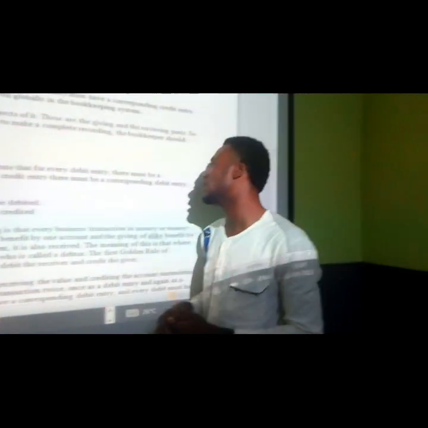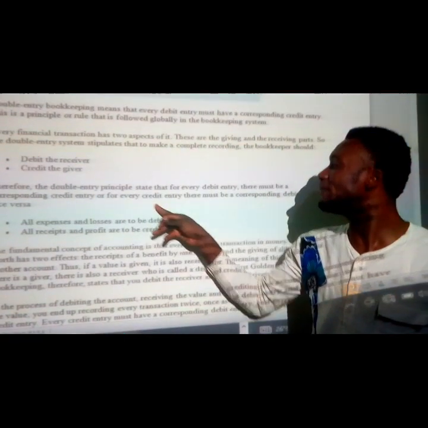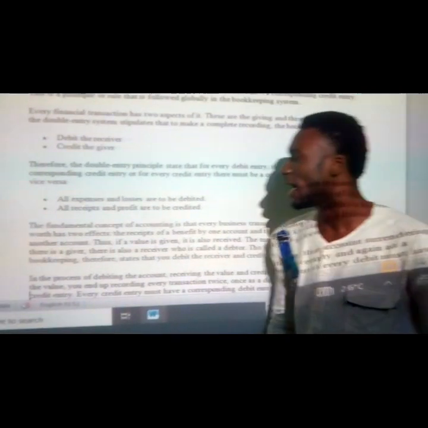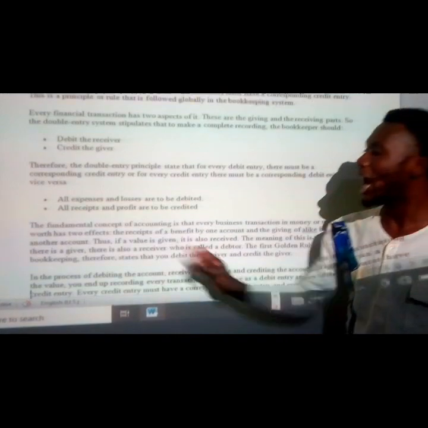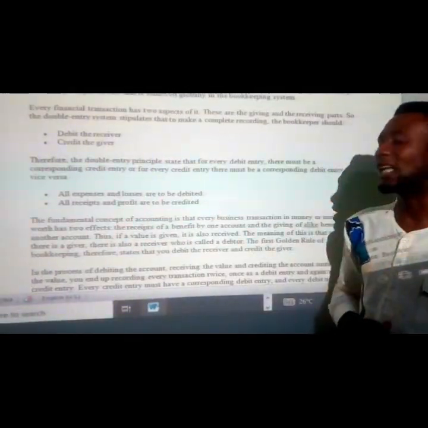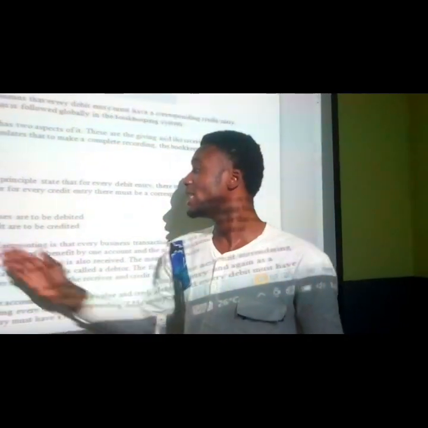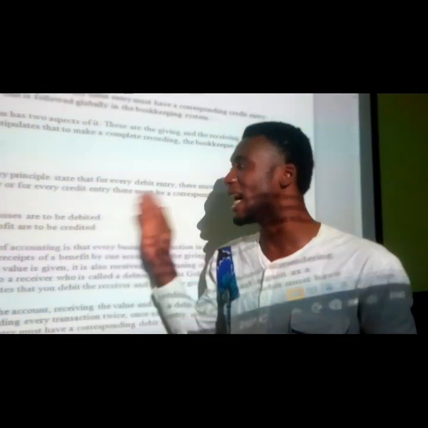Therefore, the double entry principle states that for every debit entry, there must be a corresponding credit entry, or for every credit entry, there must be a corresponding debit entry, vice versa. All expenses and losses are to be debited, and all receipts and profits are to be credited. This is how debit and credit works. Every transaction that involves expenses should be recorded under debit, and every transaction that is responsible for profit should be recorded under what? Credit.